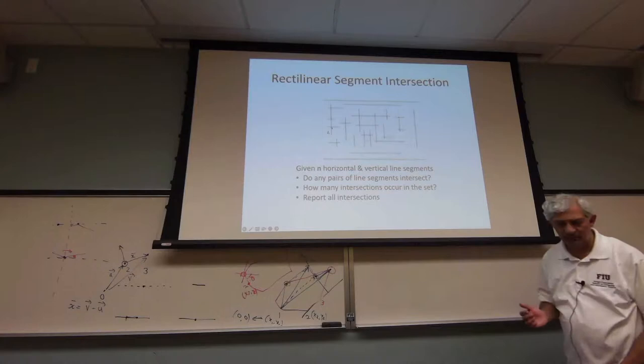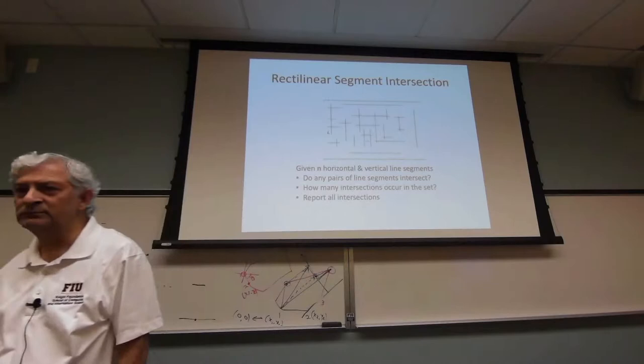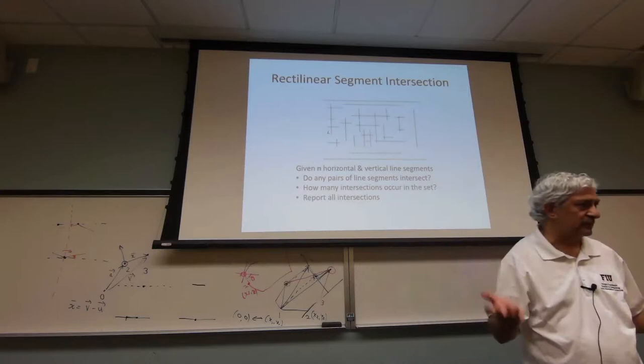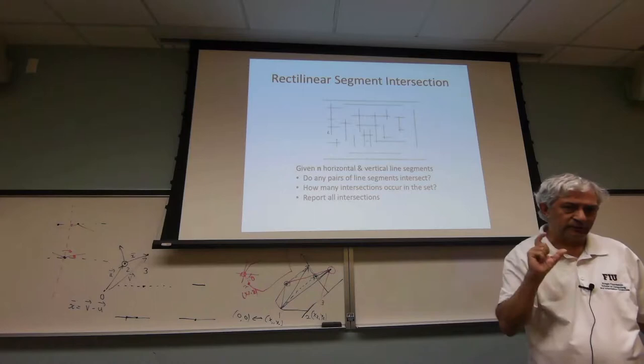Now, there is a simple solution. You can take every horizontal line segment and every vertical line segment, pair them up and see if they intersect. If they do, then you report it. Otherwise, you move forward, right? The only problem there is that your time complexity is quadratic.